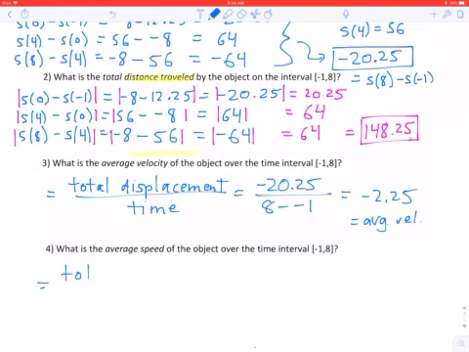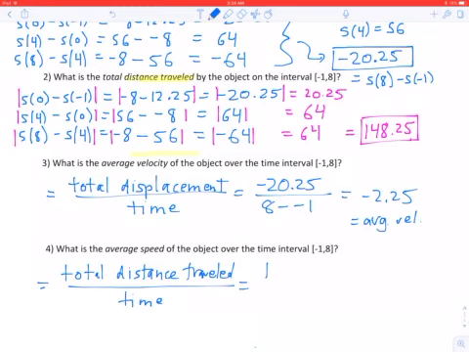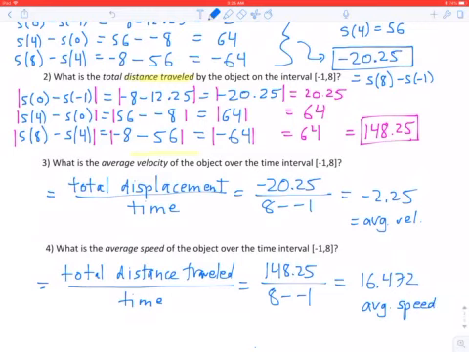Average speed, you might have already guessed, is total distance traveled. Right? Because this object was moving a lot. It moved 148.25. It just kept doubling back on itself. And it did that over a time period of 9. So 148.25 divided by 9 is 16.472. And so that would be average speed. And that is the difference between the two.